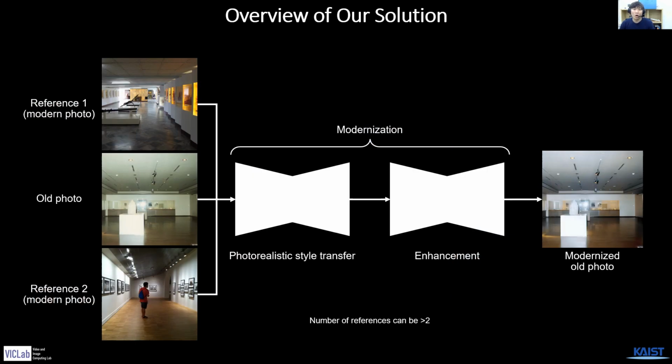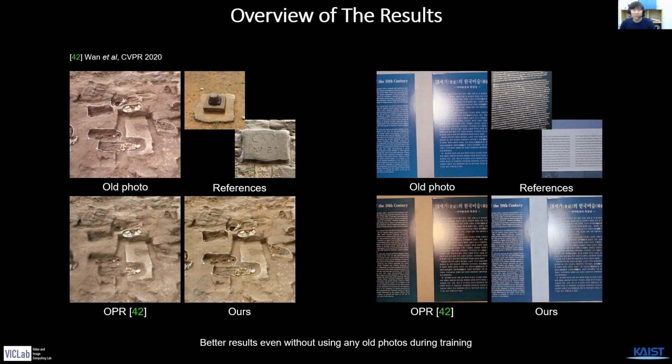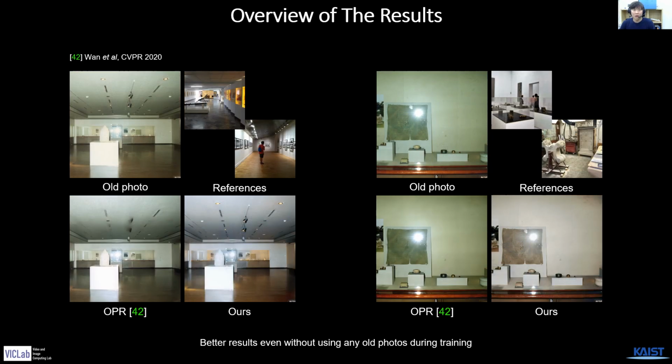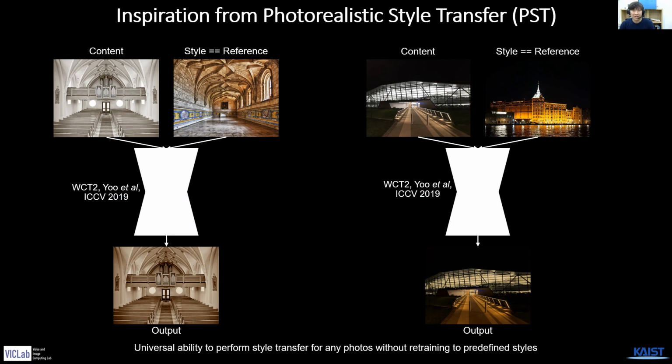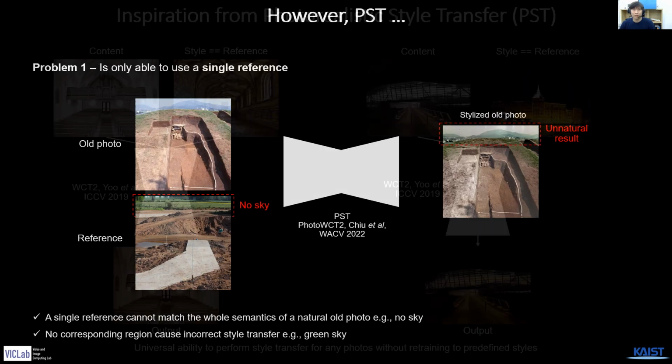To achieve this goal, we propose a novel unified framework that leverages multiple modern photos as references to guide the modernization process. As a result, our framework can modernize all photos better than the SOTA old photo restoration method, even without using any old photos during training. Our framework is inspired by photorealistic style transfer, PST, which has shown its universal ability to perform style transfer for any photos without retraining to predefined styles.